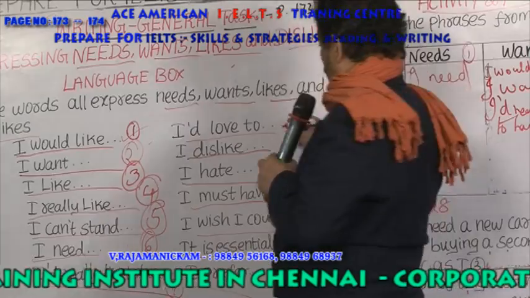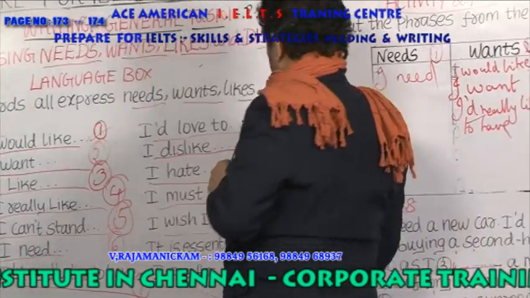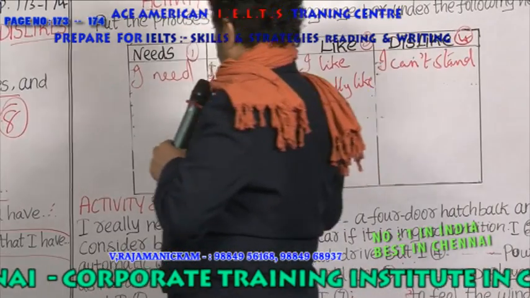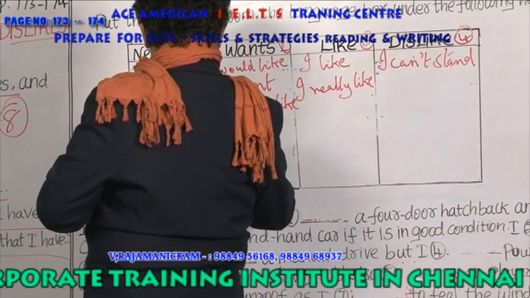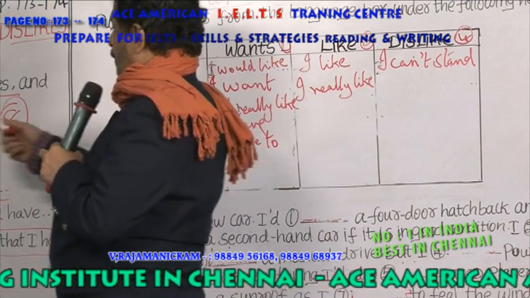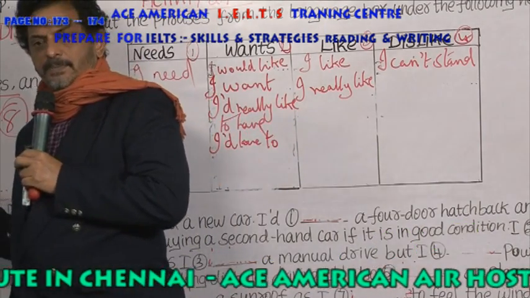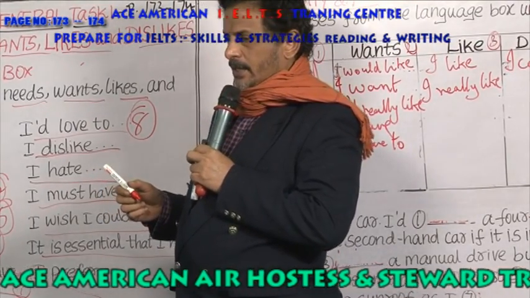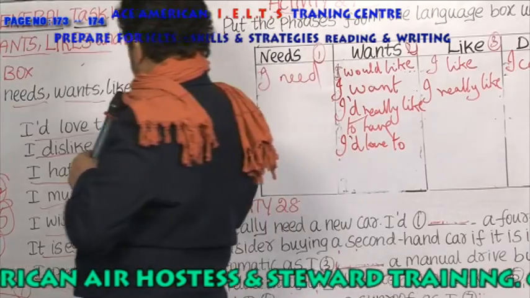Now coming here, I would love to. Under which heading can you put I would love to? Wants. I would love to. So here it is would, not had, because no past participle is there. So you are not supposed to use contractions when you are writing formal letters. Number 9, I dislike.